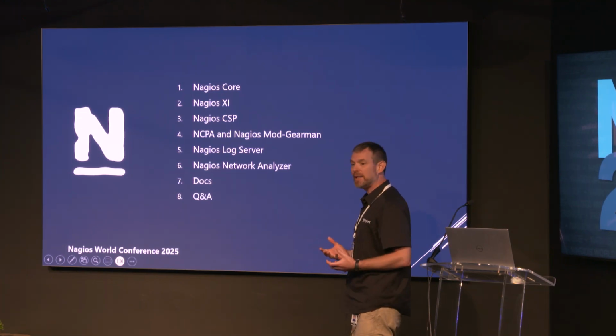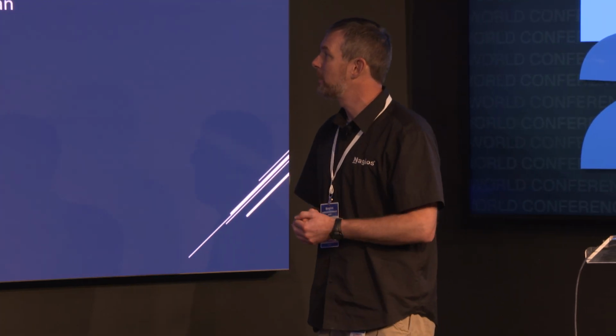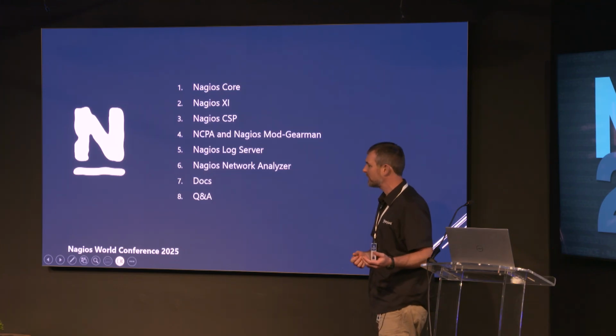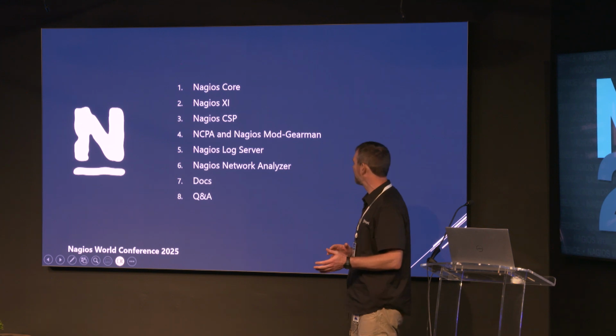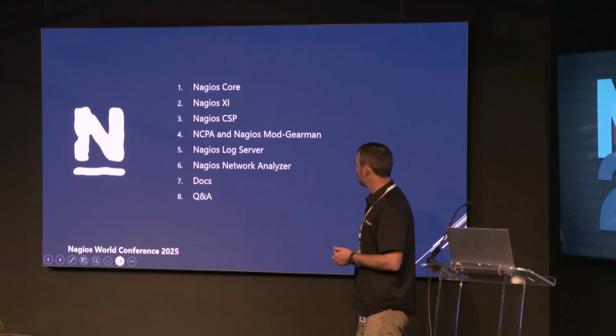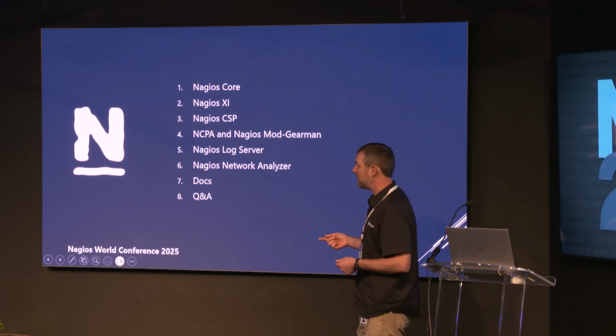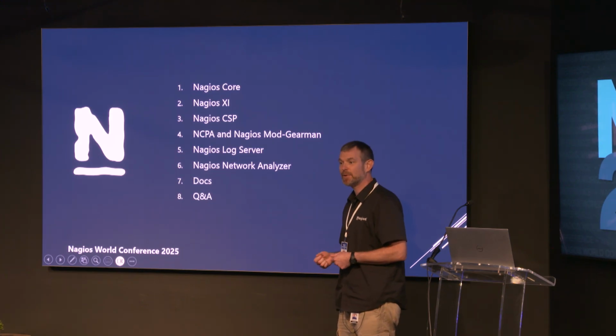Nagios Core is the beating heart of XI, and XI is our enterprise class monitoring, alerting, graphing, and reporting solution. Then we'll talk about CSP, which is kind of an in-between world between enterprise class and free and open source. And so we'll dig into that a little bit. It's a cool project. And then we'll specifically focus on NCPA, the Nagios Cross-Platform Agent, which I love.